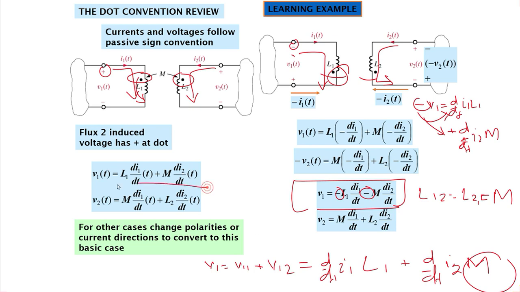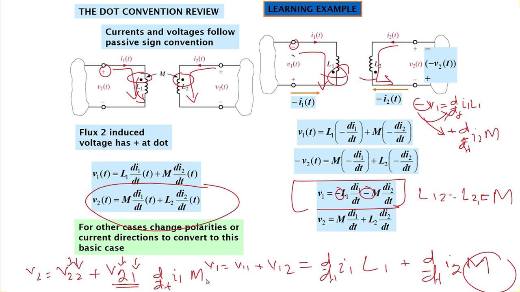Solve this second side by yourself. I will just give you a clue. V2 is equal to V22 plus V21, that is, in 2 due to 1 and in 2 due to 2. Let me solve this side for you. Here we will have d by dt I1 M. So d by dt I1 M is here. Solve this one by yourself.